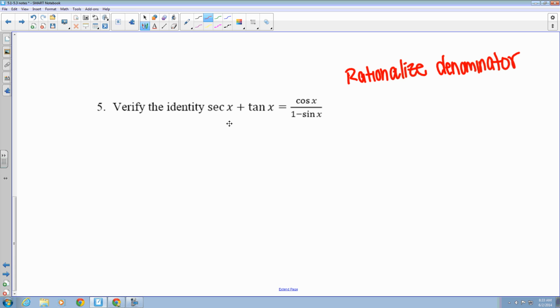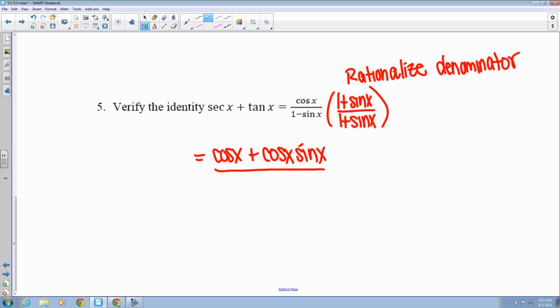And to rationalize the denominator, we multiply by the exact same terms, only with an opposite sign in the middle. So we multiply by 1 plus sine over 1 plus sine, which will give us something good on the bottom. Top, not so much, but we can work with it. So we have cosine times 1 plus sine, which is cosine plus cosine sine over 1 minus sine squared. One minus sine squared is the same thing as cosine squared.